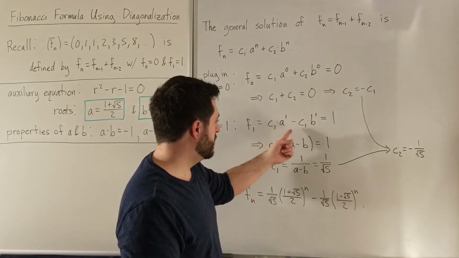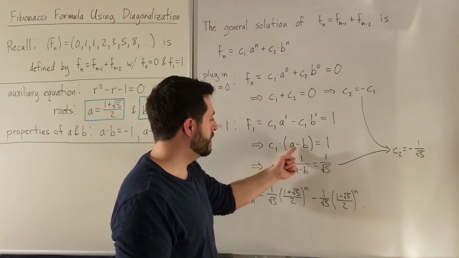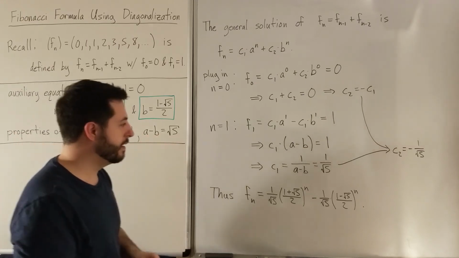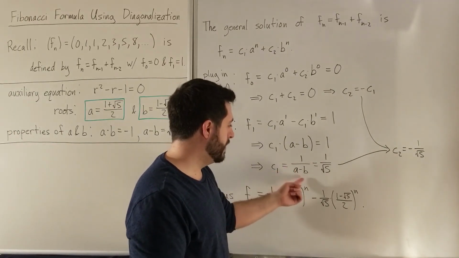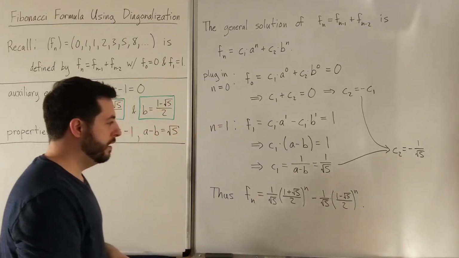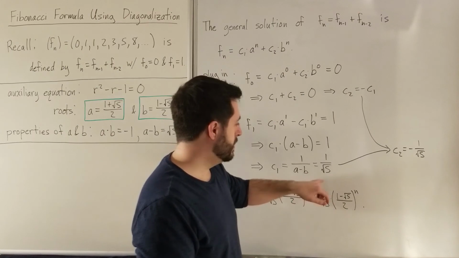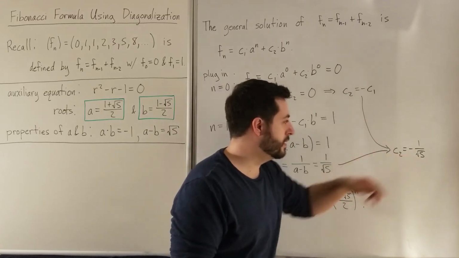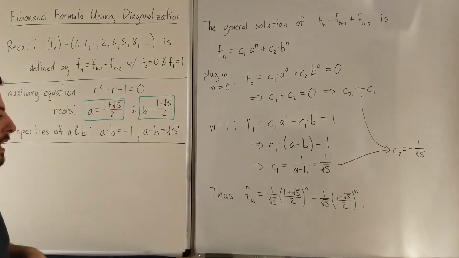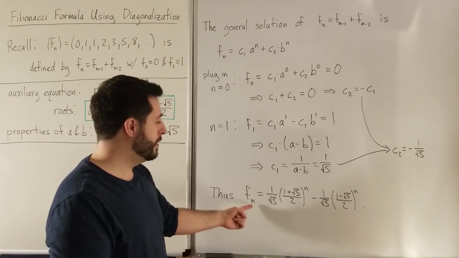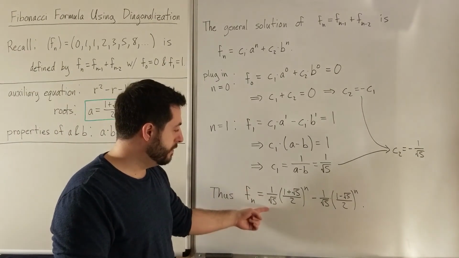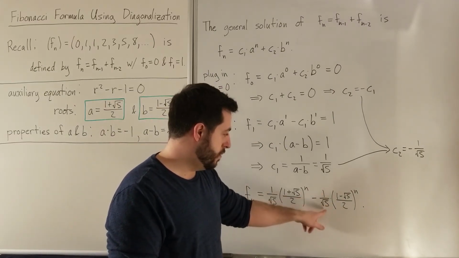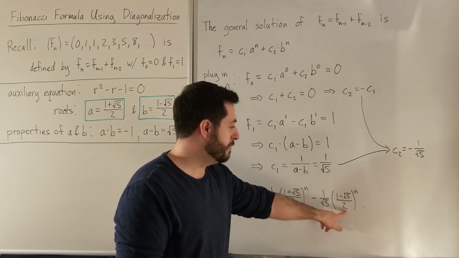And reading this off, we can factor out the c1 and say c1 times the difference of a and b is equal to 1. And here I'm using the fact that the difference of a and b is the square root of 5 to say that c1 is 1 over that difference, which is 1 over the square root of 5. Once we know that c1 is 1 over the square root of 5, then c2 is just the opposite. So c2 is -1 over the square root of 5. And now we can actually write our answer down. The formula for the Fibonacci sequence is given right here as 1 over the square root of 5, that's our c1, times a to the n minus 1 over the square root of 5, so that's plus c2, times b to the n.